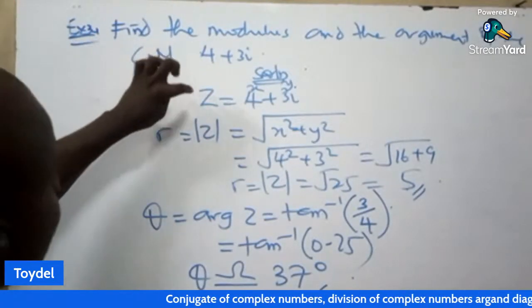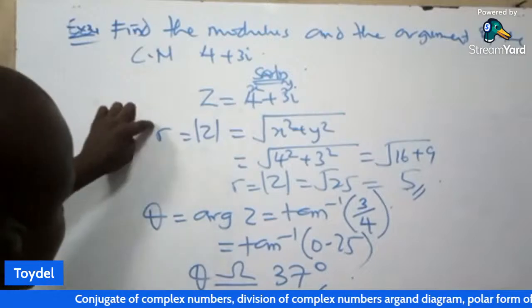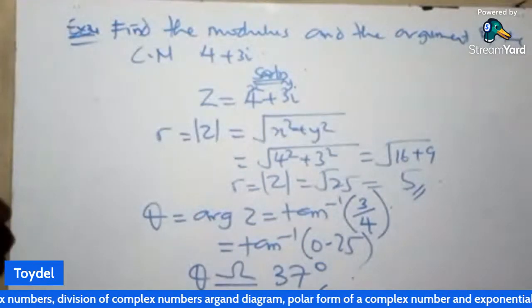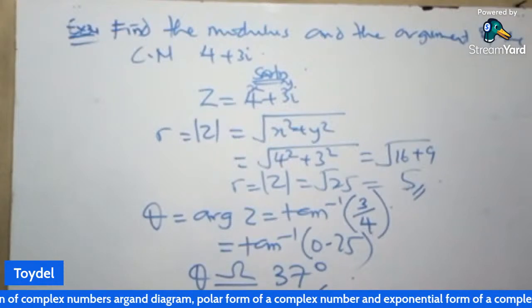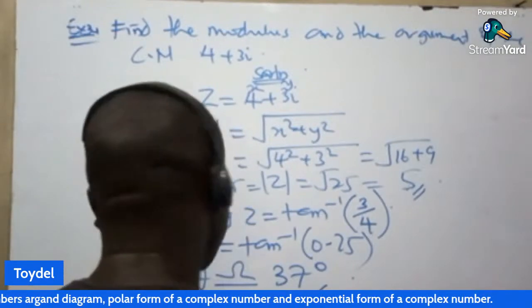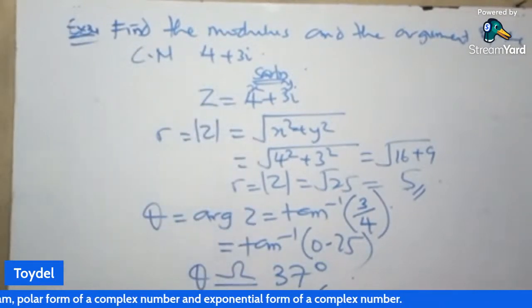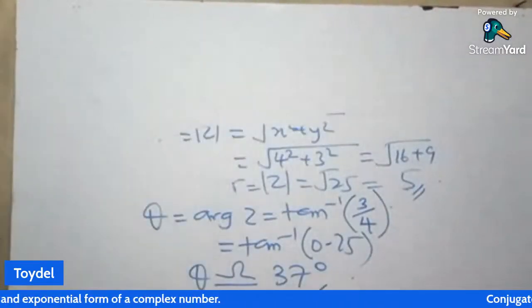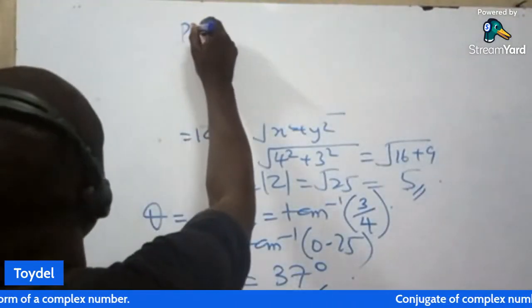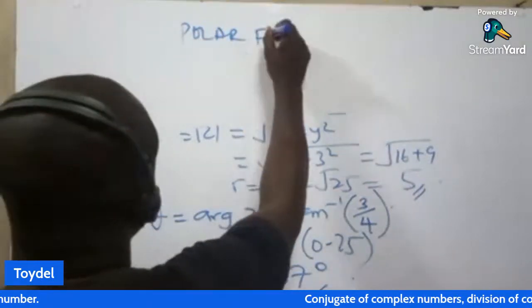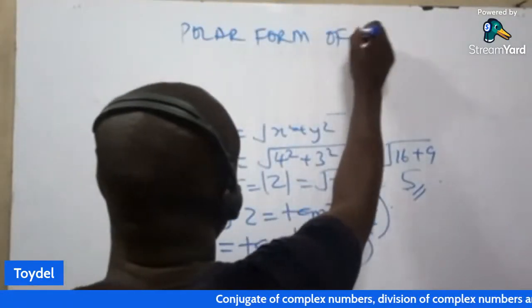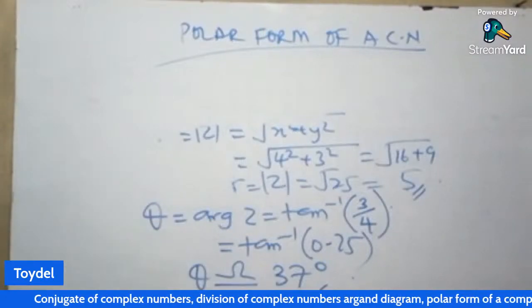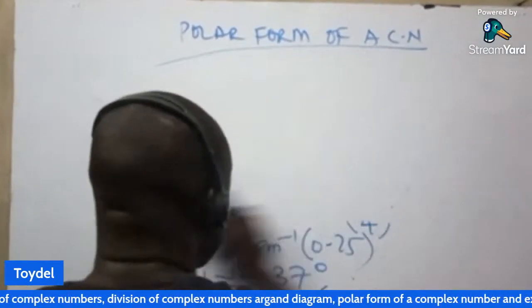Then why do we need the modulus and the argument? This knowledge is needed for us to be able to convert from standard form to polar form of a complex number, and I'm going to introduce that briefly. That is the polar form. This is the standard form. So let me introduce the polar form of a complex number.